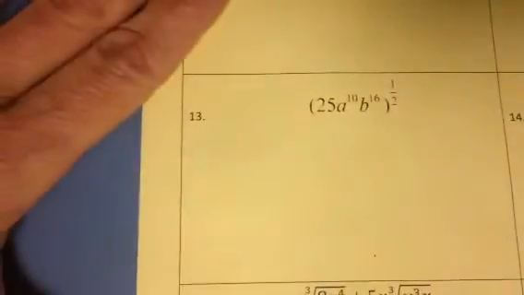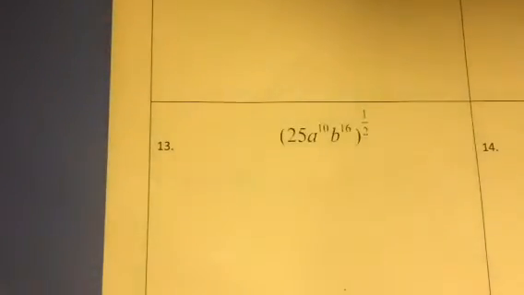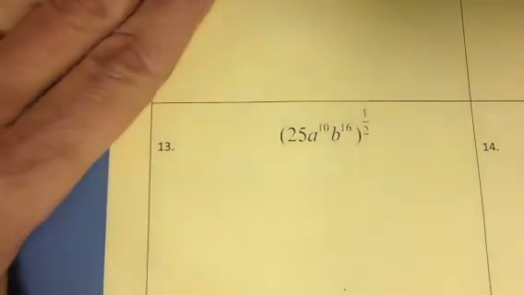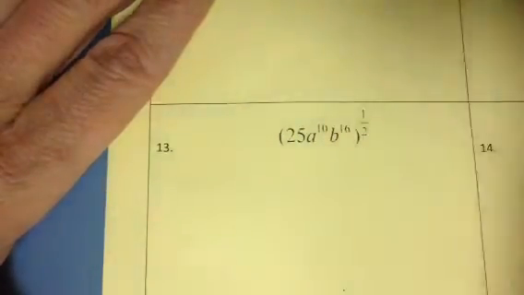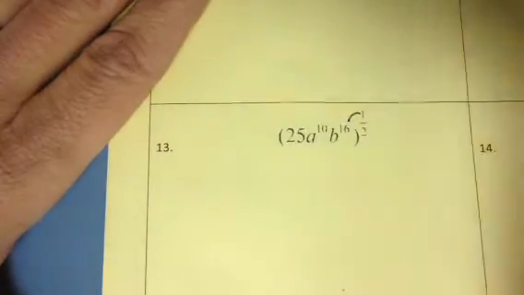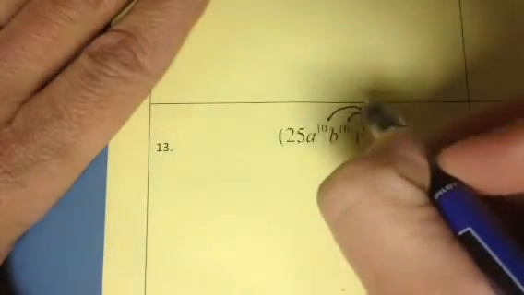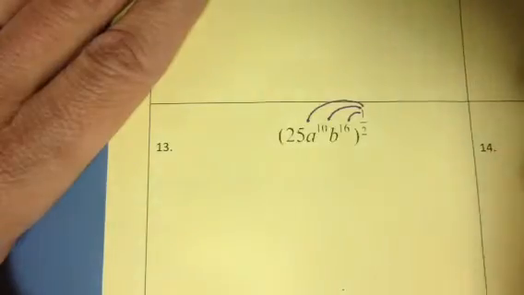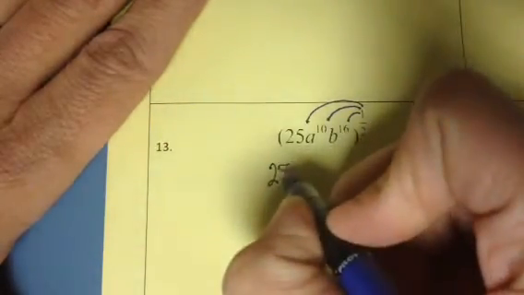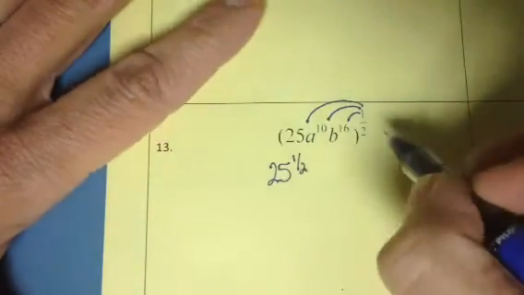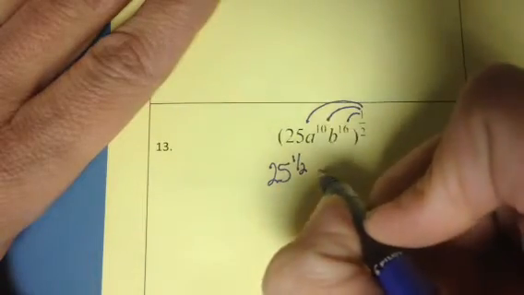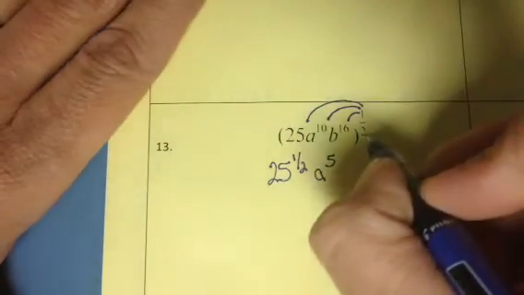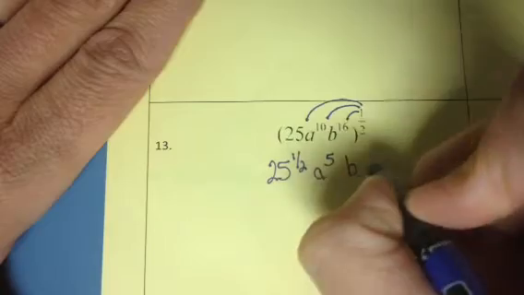So the next problem I'm going to jump to is actually I'm going to jump to the next page, and I want to take a look at 13 and 14. So 13, the rules are going to be the same, except I just happen to have a fraction that's an exponent. So the 1/2 is going to distribute to the 16, to the 10, and it's going to go to the 25. So I'm going to start with the 25. It's going to be 25 to the 1/2. I'm going to multiply half with 10. I'm going to get 5. And I'm going to multiply half with 16, and I'm going to get 8.